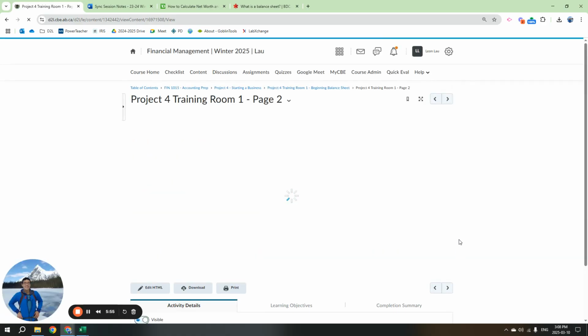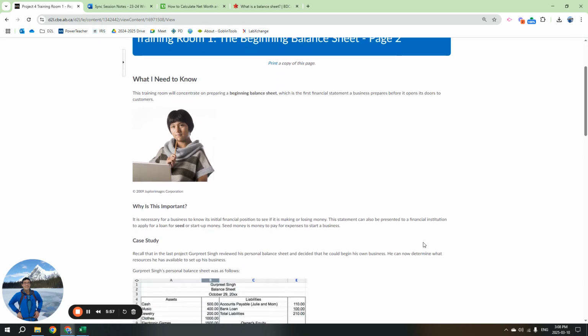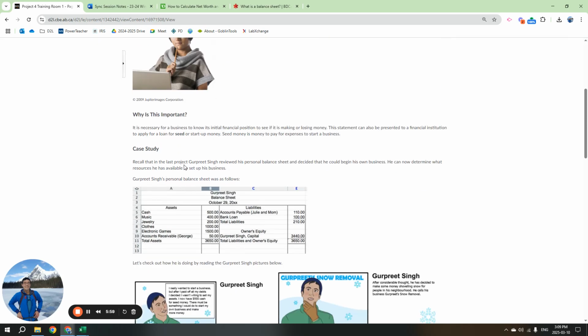And the first part, which is usually on page 2, is telling you the case study. And as I said, this is for Gurpreet's snow removal. And this is owned by Gurpreet Singh. So the owner's name is Gurpreet Singh, and his business is snow removal.